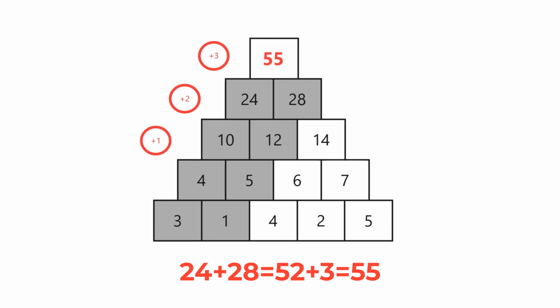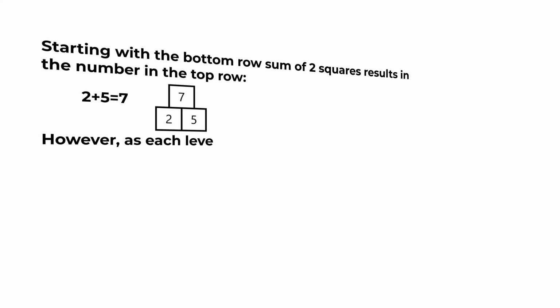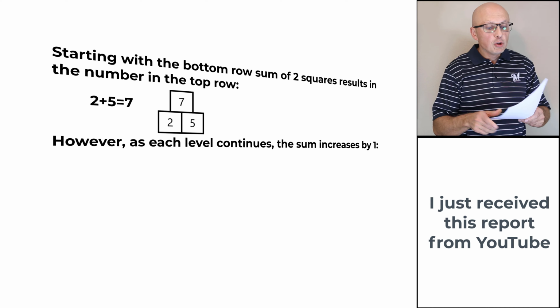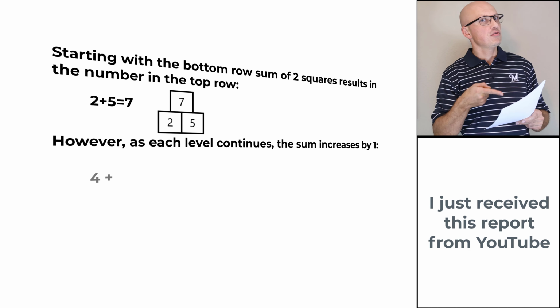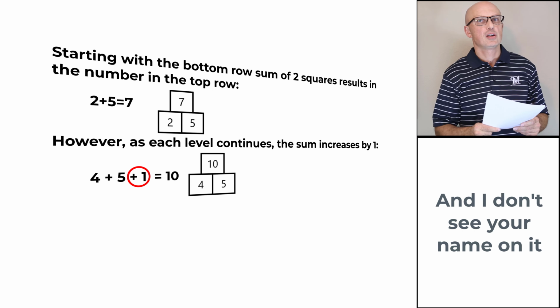Let's recap. Starting with the bottom row, the sum of two squares results in the number in the next row. For example, 2 plus 5 equals 7. However, as each level continues, the sum increases by 1. For example, 4 plus 5, we need to increment and add 1 to get to 10.